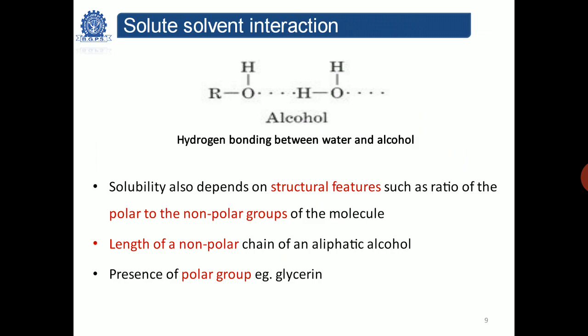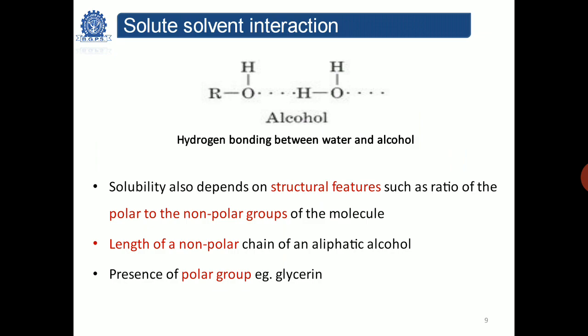Apart from that, the presence of polar groups, like in glycerin, we know that additional hydroxyl groups, OH groups, are present in glycerin. So these additional hydroxyl groups give more polarity to glycerin. It means the number of polar groups in glycerin is increasing, and as the number of polar groups in glycerin increases, there is more solubility of glycerin in the polar solvent. So its polarity increases as the number of polar groups increases. As the polarity increases, the solubility in the polar solvent also increases.